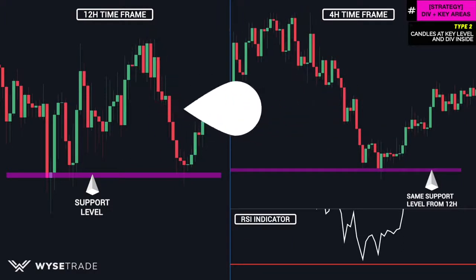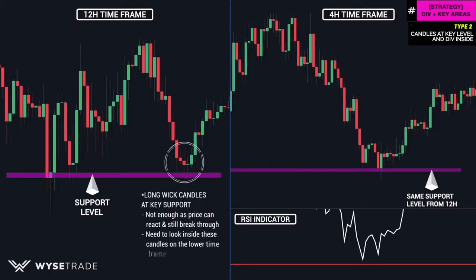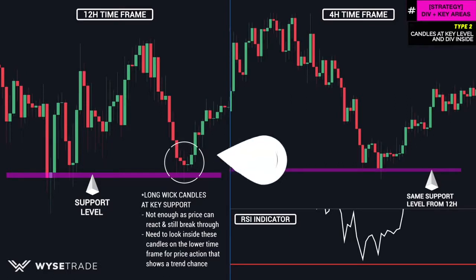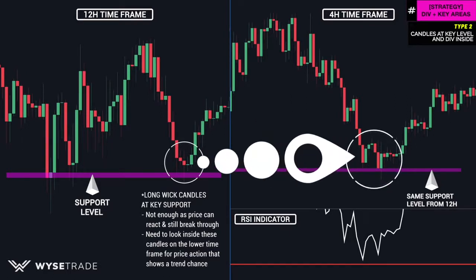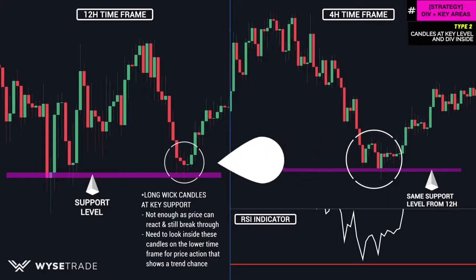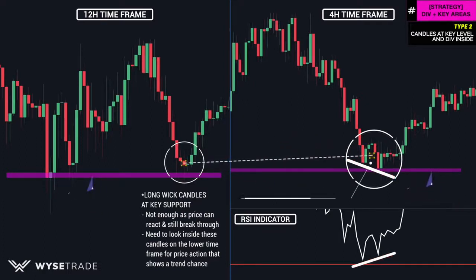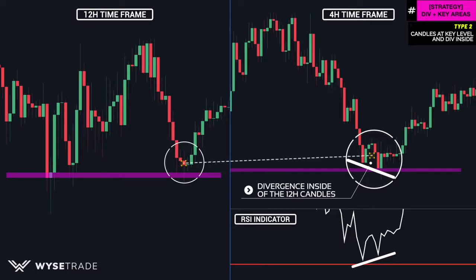Now, here's the key. You identified your long wick candlesticks at key support here, but it wasn't enough data for a trade entry. So you looked inside of those candlesticks on the lower time frame to see what you had. And this is what you found. Great divergence that formed inside of the long wick candlesticks. This is a high quality trade now.